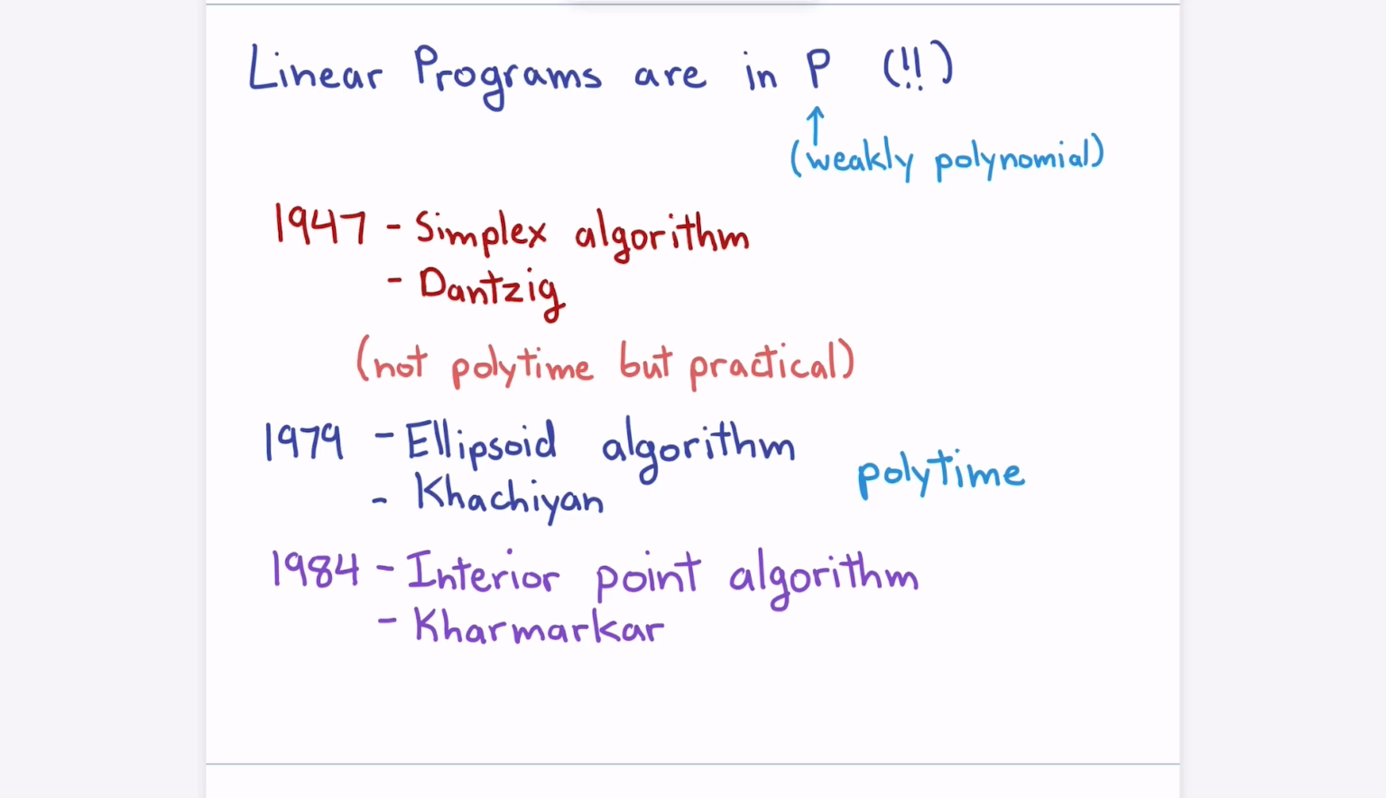And then Karmarkar did something called the interior point algorithm. This is much more like convex optimization, where you have a big potential function with certain exponential things, and if you work it out, you will get a weakly polynomial running time. So that's also an important thing.